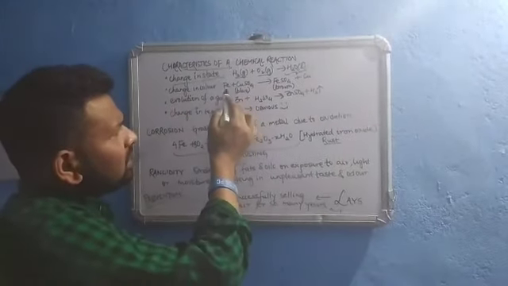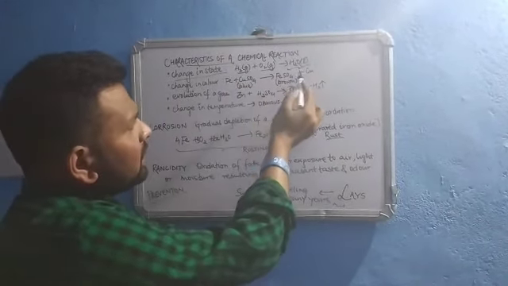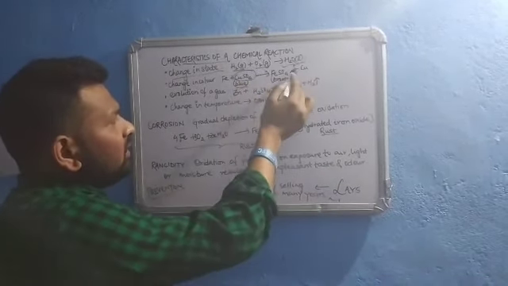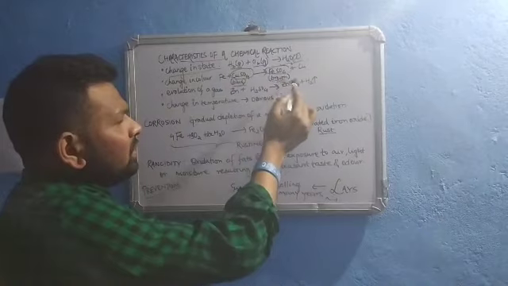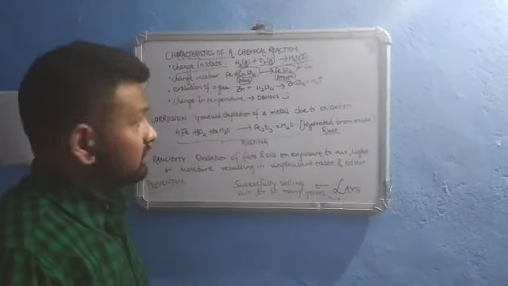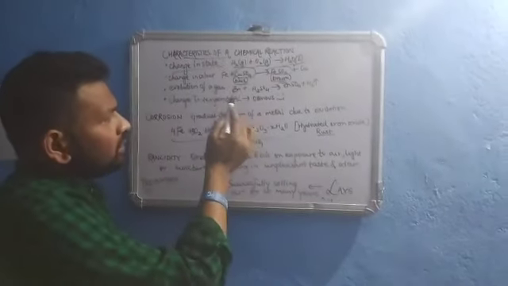Second characteristic, change in color. Iron plus copper sulfate gives iron sulfate plus copper. Obviously the blue coloration of copper sulfate fades away and a brown coloration is formed due to the formation of iron sulfate.